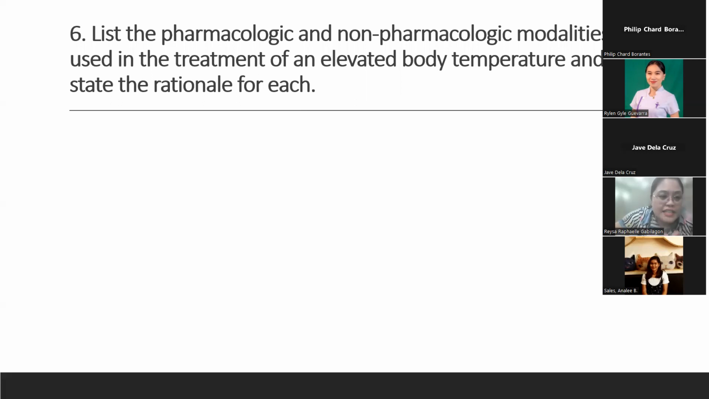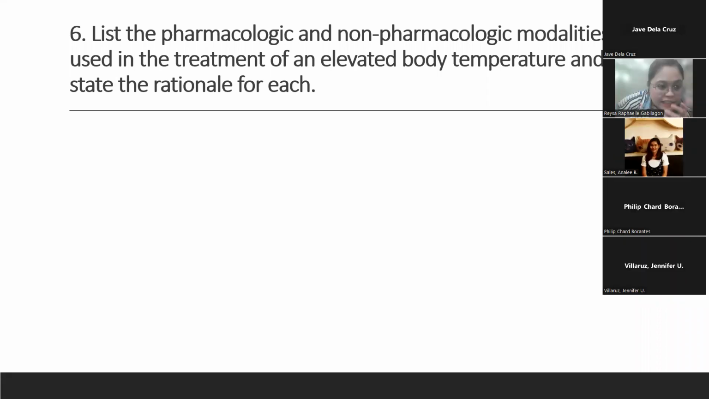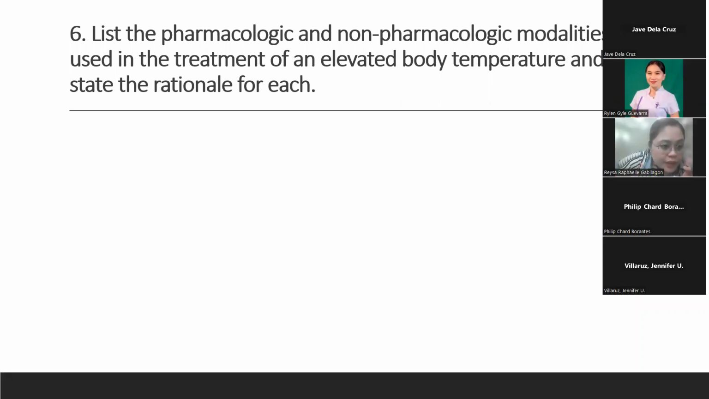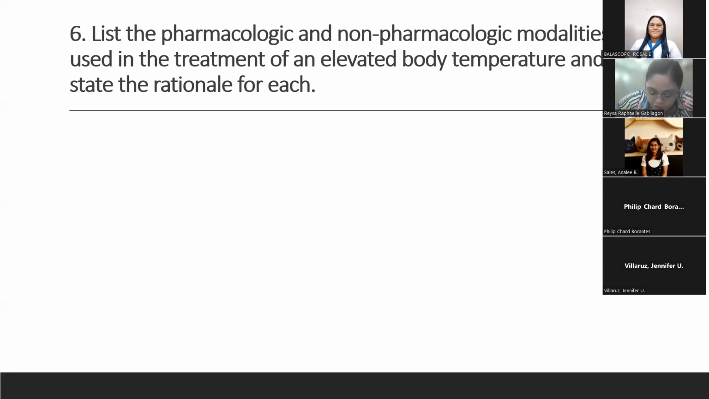Okay, so aside from telling us whether the patient is in good condition or not, kung hindi talaga sila in good condition, pwede din tayong mag-advise sa kanila kung ano yung gagawin to regulate their normal body function, especially sa vital signs nila. And then it will also help us decide kung anong gagawin natin sa patient natin, ang tawag dyan, resolution sa kanilang problem. Last na, 5 minutes lang na extension. List the pharmacologic and non-pharmacologic modalities used in the treatment of an elevated body temperature.